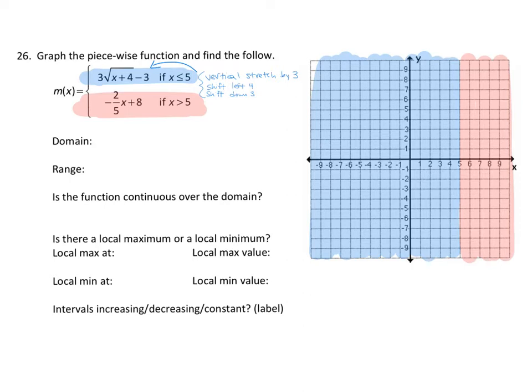For that radical function, we have a vertical stretch by a factor of 3 because there's a 3 on the outside, so our y values are tripling. We have a plus 4 on the inside of the radical, which is going to be a shift to the left 4, and we have a minus 3 on the outside, which is going to be a shift down 3.